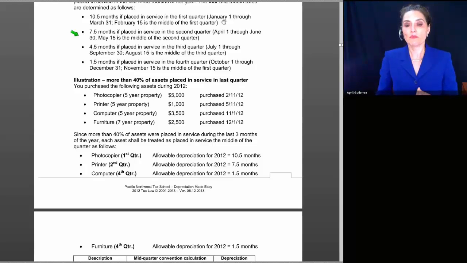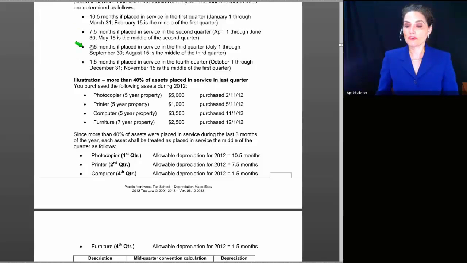And where do we get that? Well, the second quarter runs April 1st through the end of June. So April 1 through June 30th, and what's halfway between those two dates? May 15. And May 15 is where you get 7.5 months. You get half of the month of May, you get June, and then you get the rest of the 6 months of the year. So that's where 7.5 comes from. 7 including June plus half of May, 7.5 months.